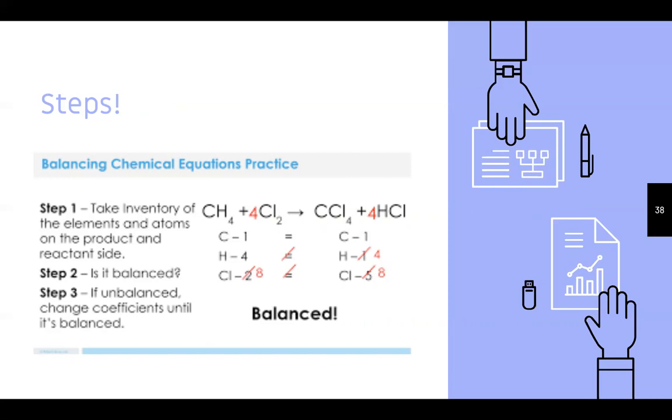We have CH4 plus Cl2 yields CCl4 plus 4 HCl. And what we did there was we started with 1 C, 4 H, Cl was at 2, but by adding that 4 in front, we made that an 8. And we had 1 C, right? And the H becomes a 4, right? If we add a 4 out front, and then the Cl becomes an 8 with that 4 out front.